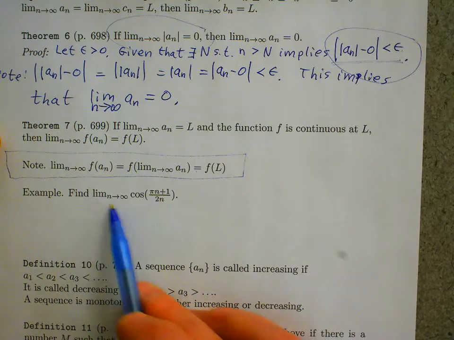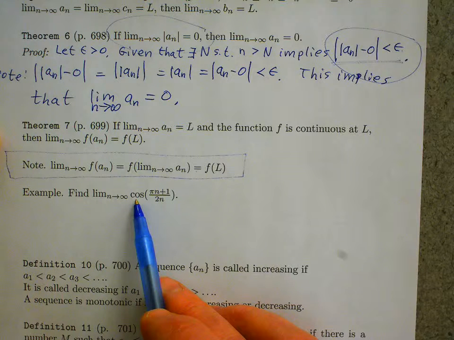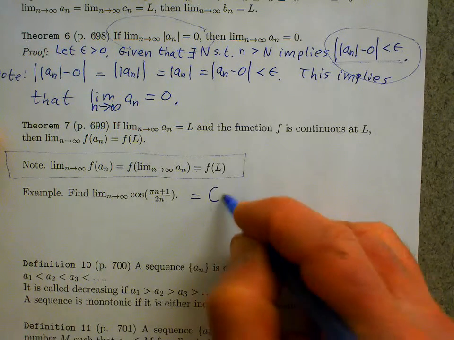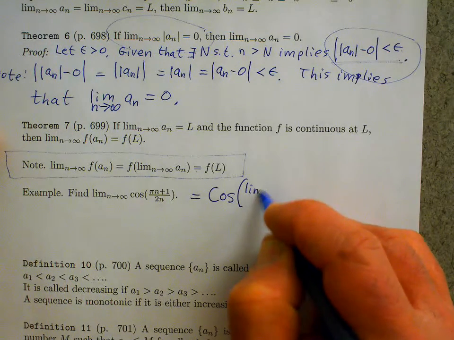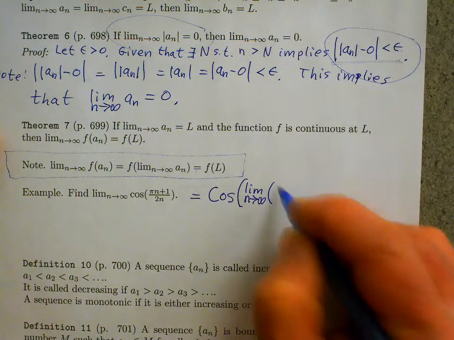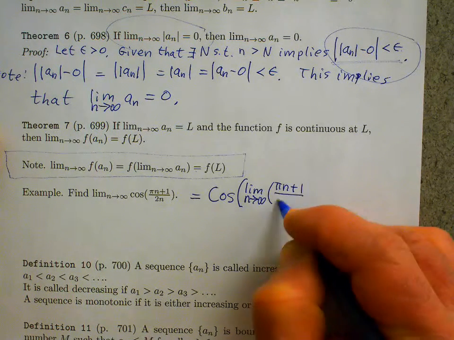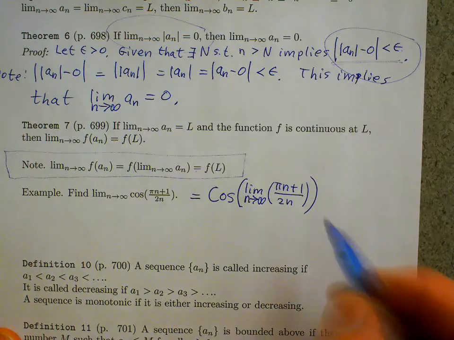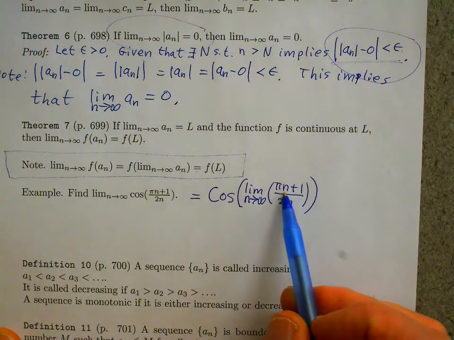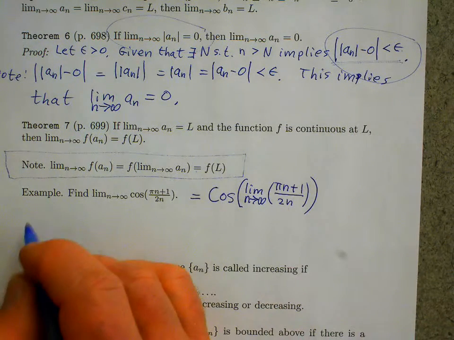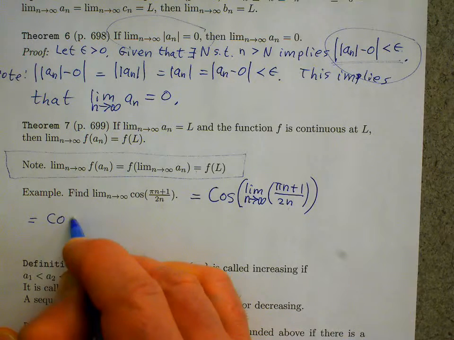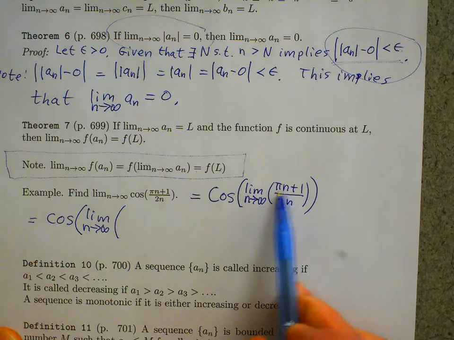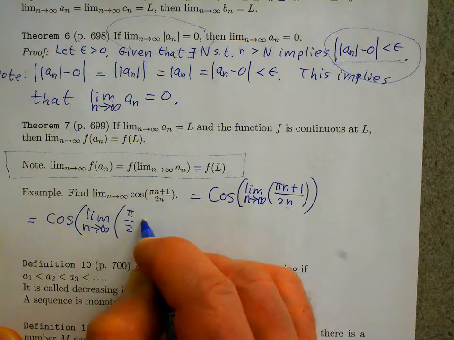So here we have the limit as n approaches infinity of cosine of a sequence. So using Theorem 7, we can write this as the cosine of the limit as n approaches infinity of pi times n plus 1 over 2n. So we'll simplify the rational expression. So cosine of the limit as n approaches infinity. So pi n divided by 2n is pi over 2, and then plus 1 over 2n.